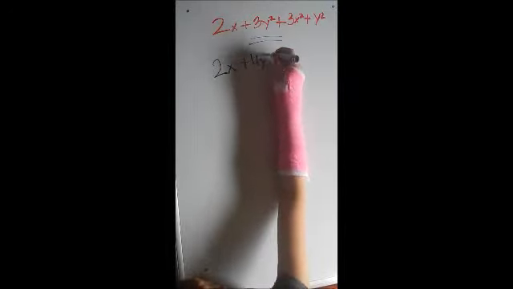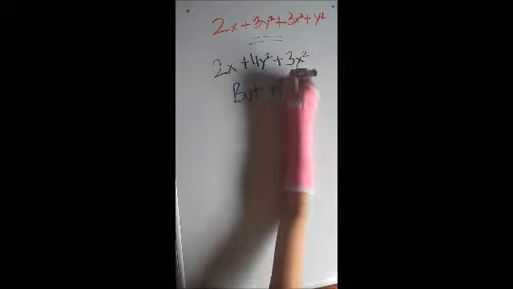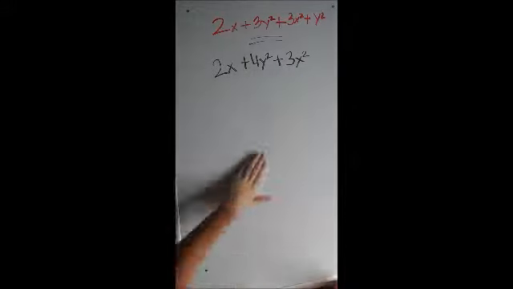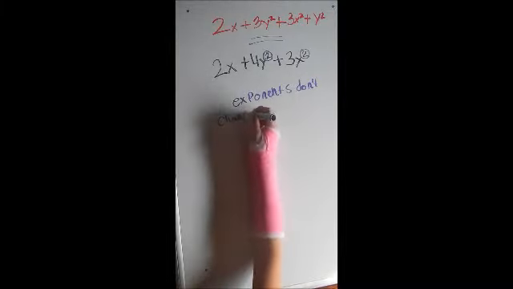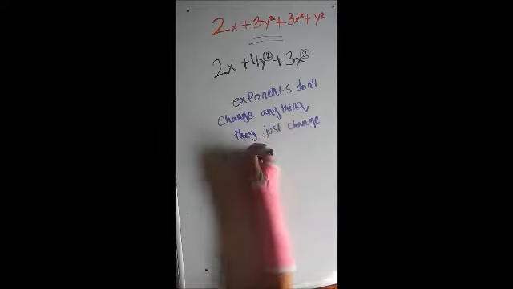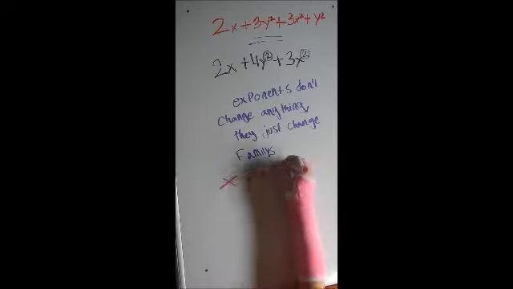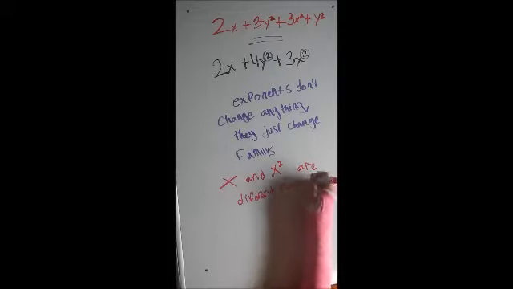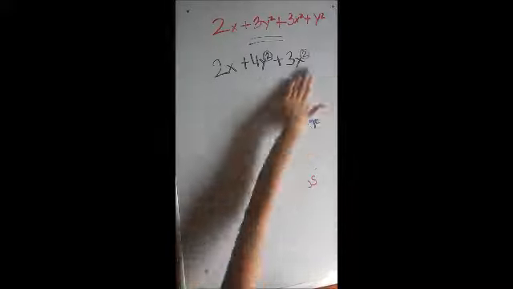The answer is 2x plus 4y squared plus 3x squared. This is because there are 3 families, x, y squared, and x squared. But y squared is the only common family. So the y squareds is the only family that can be moved around or added and subtracted.